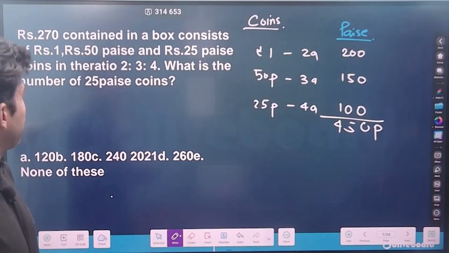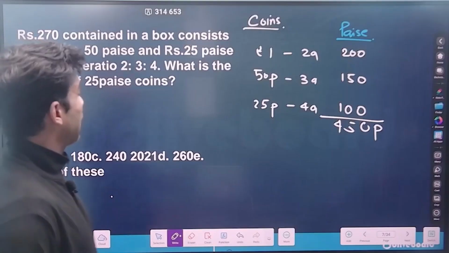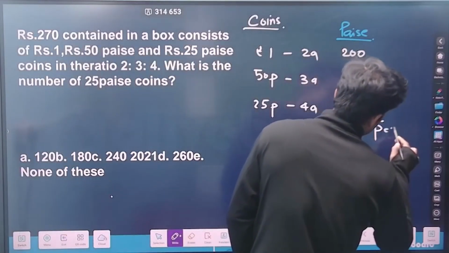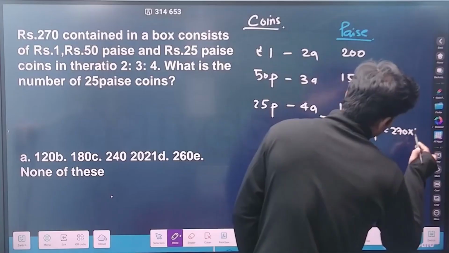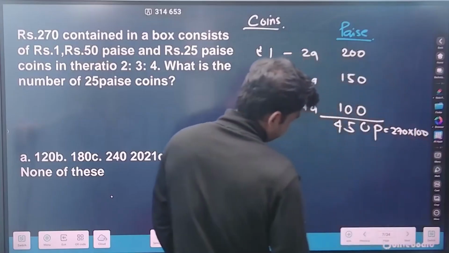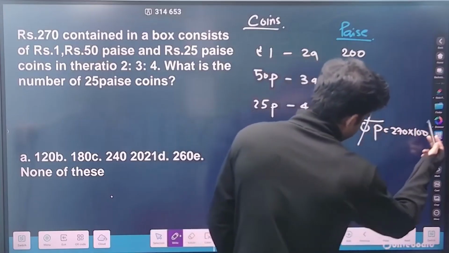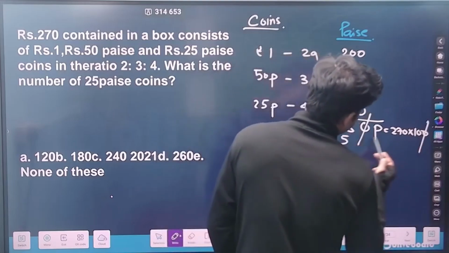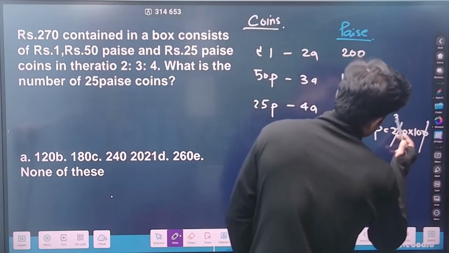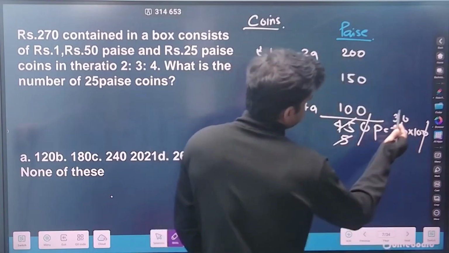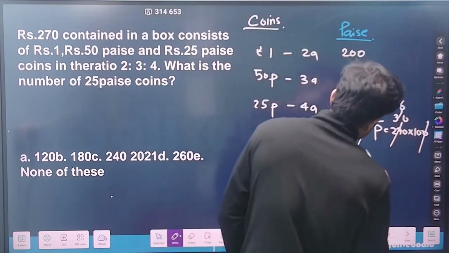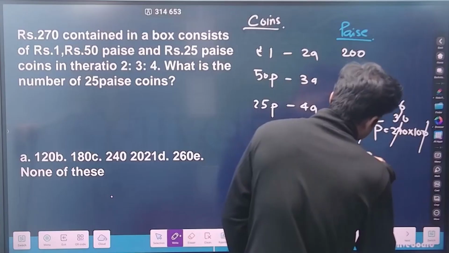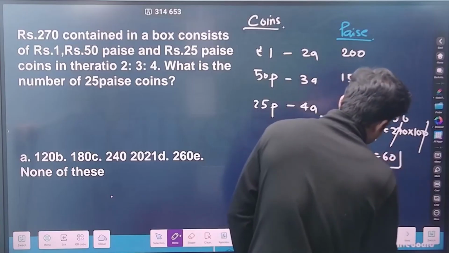But in terms of rupees, I'm having 270. So can I say that this would be equal to 270, which is the rupees multiplied by 100? So what I'll do now, this 0 gets cancelled out. 9 5s are 45 and 9 3s are 27, and this goes 6 times. So can I say that 1 paise equals 60? Yeah, I hope it makes sense.